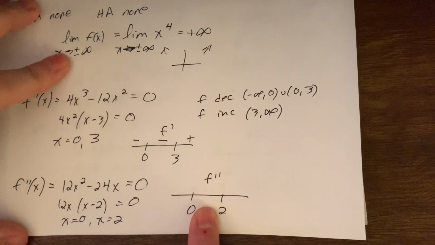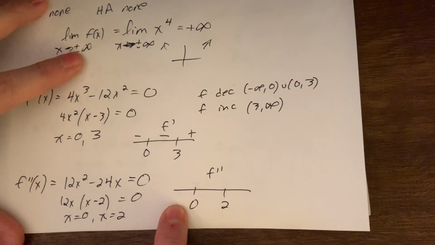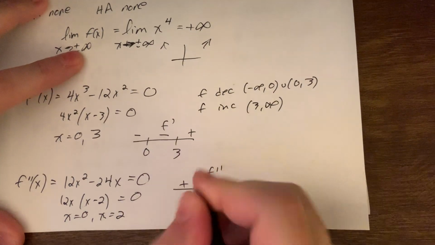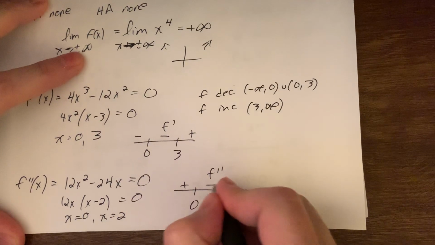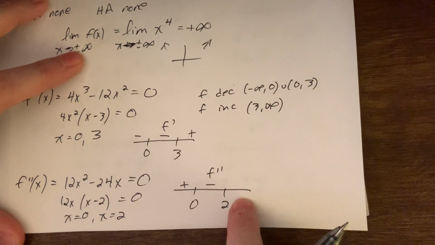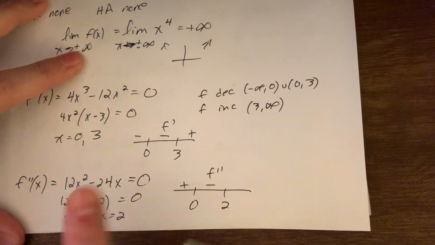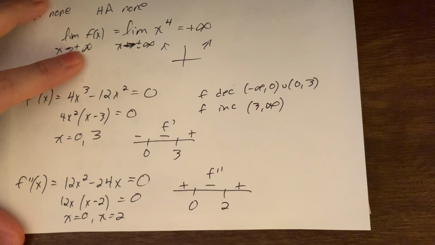Second derivative test interval. At -1, negative, negative, gives me a positive. At +1, positive, negative, gives me a negative. And finally, x is 3, positive, positive, gives me a positive.